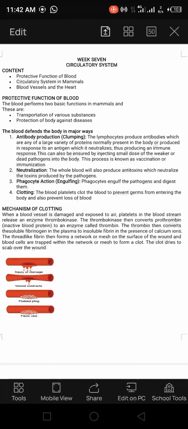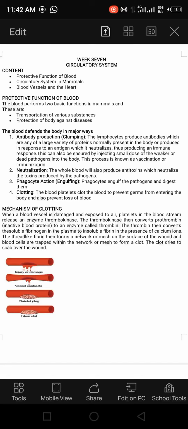Hello, students. Today I'll be taking the topic circulatory system, which is an extension of the transport system. Today we'll be knowing three major areas in this topic, which are protective function of the blood, circulatory system generally in mammals, the various blood vessels, and the heart, which comprises this system.